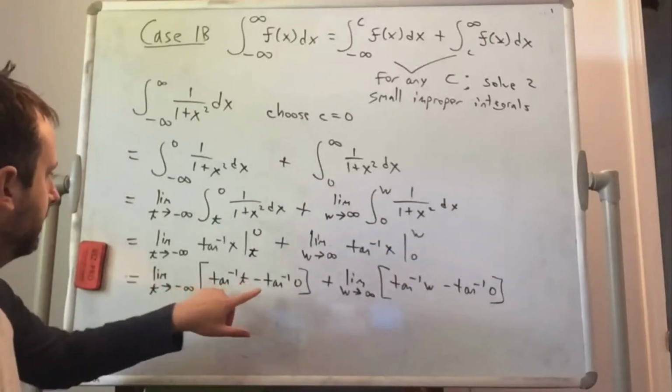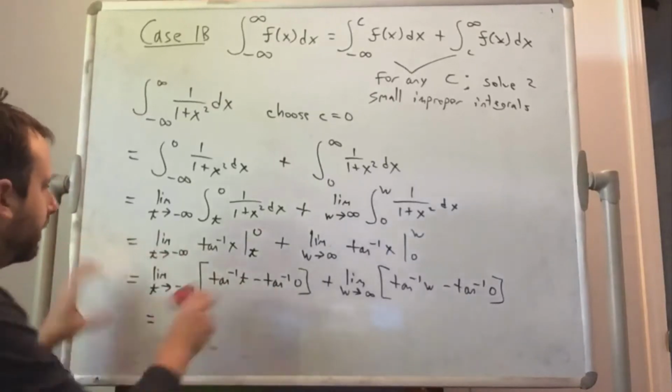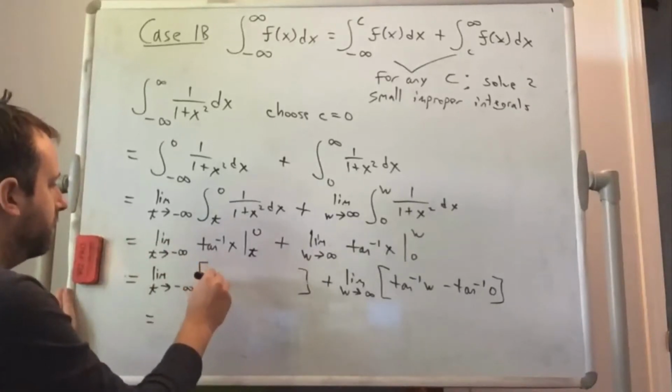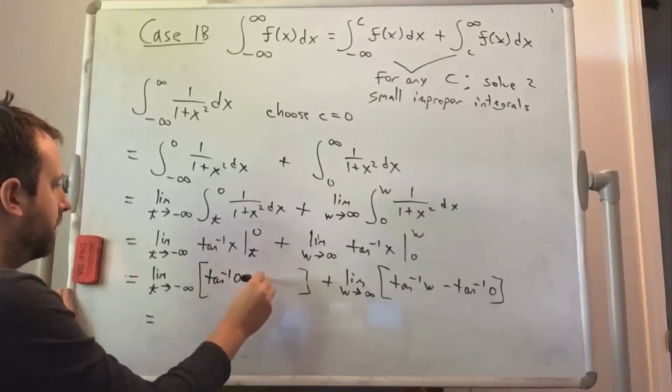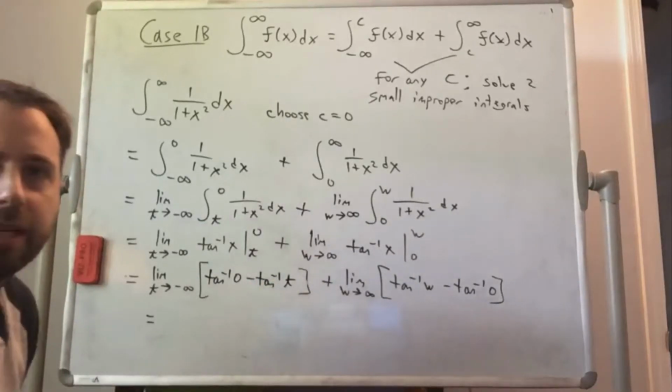And it's correct. Oh, I have it written backwards here, right? Okay, thank you for that. So I have to subtract these in the other order. So tan inverse of 0 minus tan inverse of t. Yeah, okay, appreciate that.